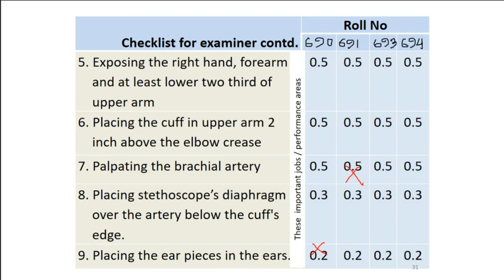5. Exposing the right hand, forearm, and at least lower two-thirds of the upper arm. 6. Placing the cuff on the upper arm, 2 inches above the elbow crease. 7. Palpating the brachial artery. 8. Placing the stethoscope's diaphragm over the artery below the cuff's edge. These are important jobs, performance areas.